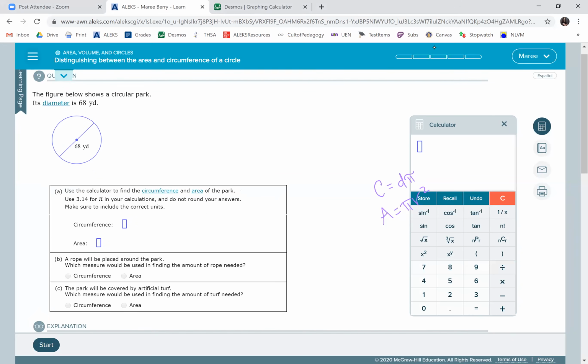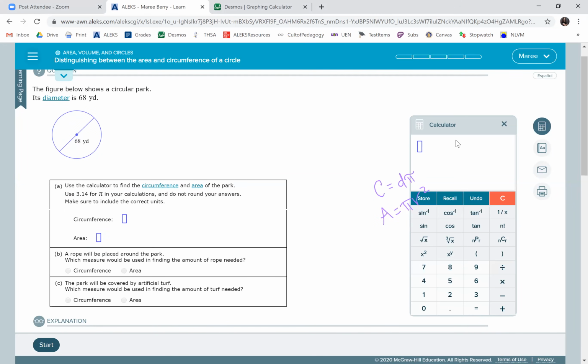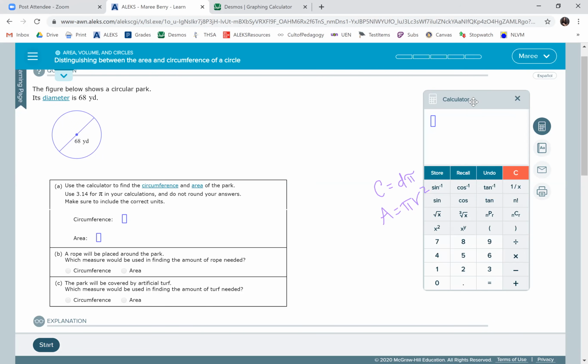So the first one, the circumference. This is an example. I'm going to do 68 times 3.14, and I'll put it in with the unit of just yards. For the area, I'll do 34 squared, then times it by 3.14, and I'll get yards squared. So area will have square yards, and circumference will just have singular yards.